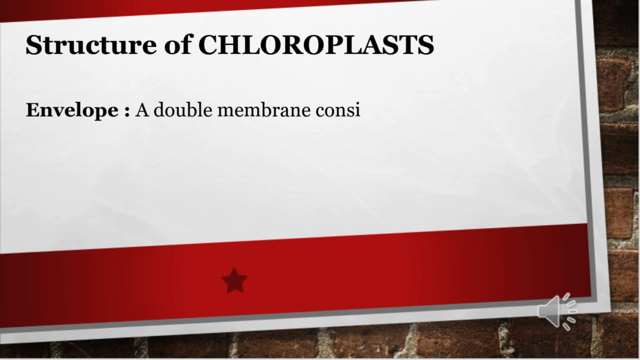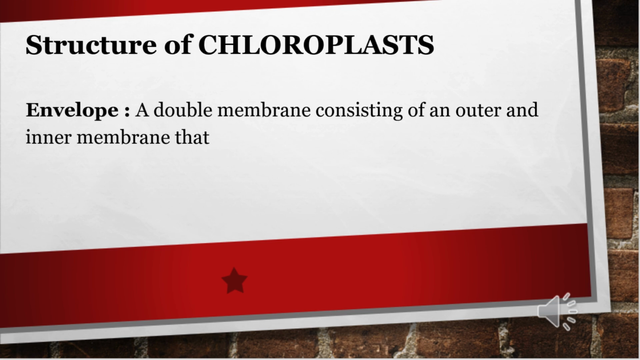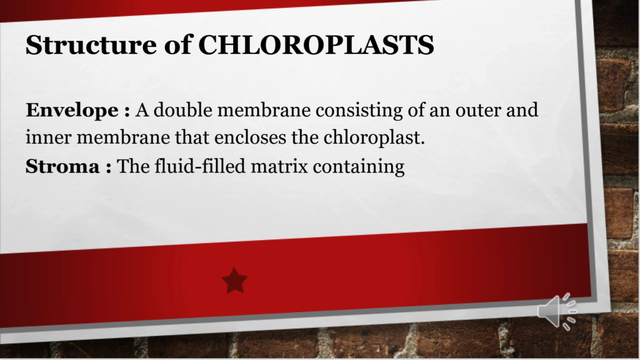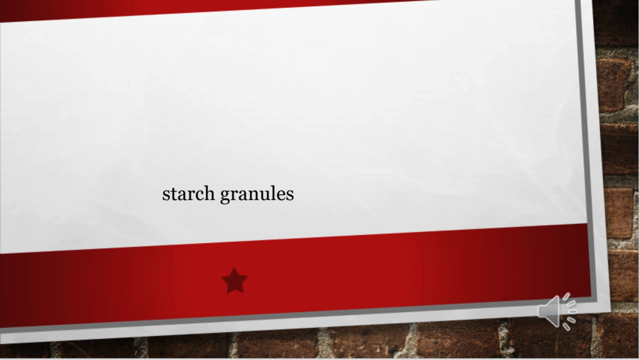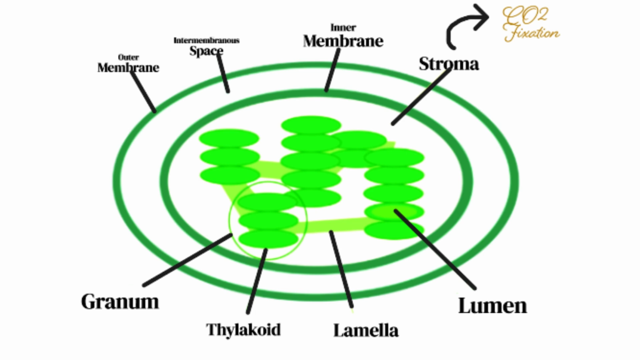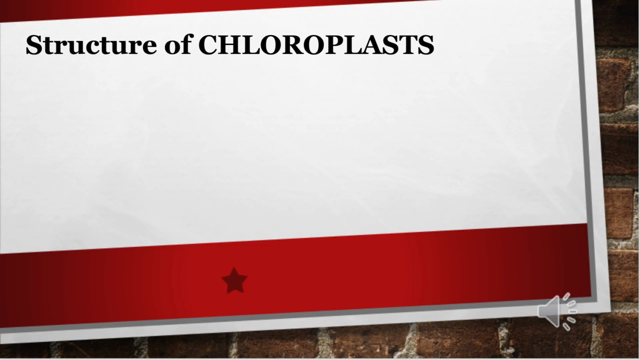Envelope is a double membrane consisting of an outer and inner membrane that encloses the chloroplast. Stroma, the fluid-filled matrix containing enzymes, DNA, ribosomes, and starch granules. The chloroplast, especially stroma, is the site of CO2 fixation during the Calvin cycle, where carbon dioxide is converted into sugars through the process of photosynthesis.